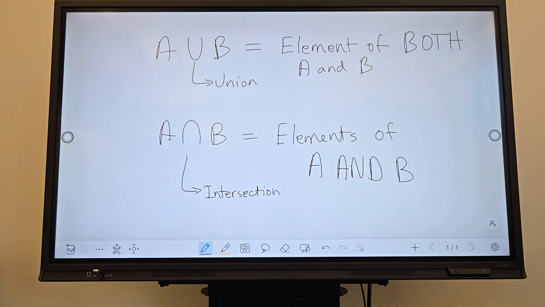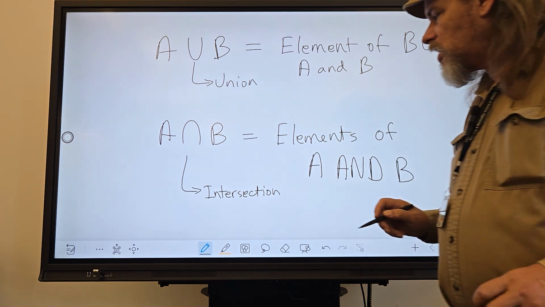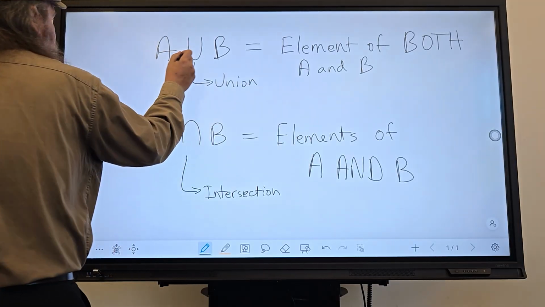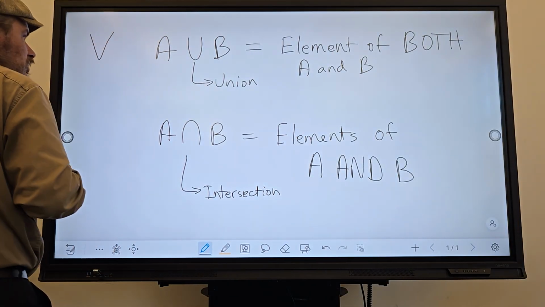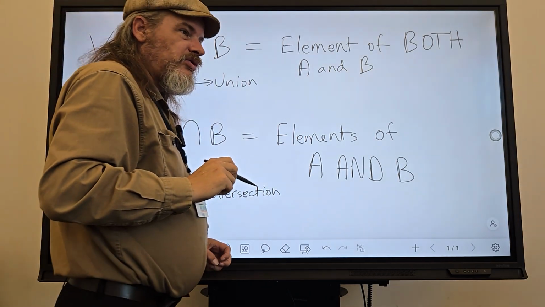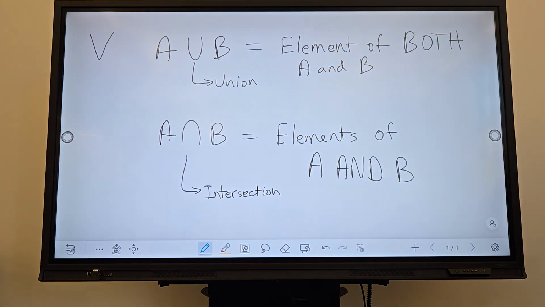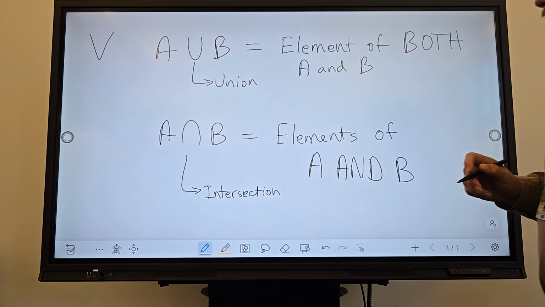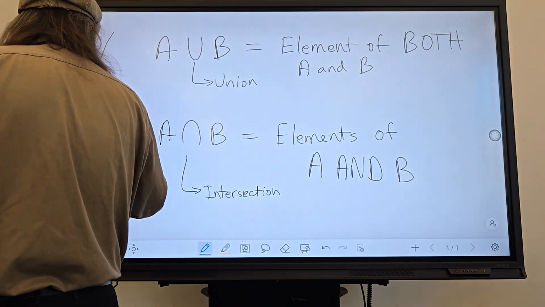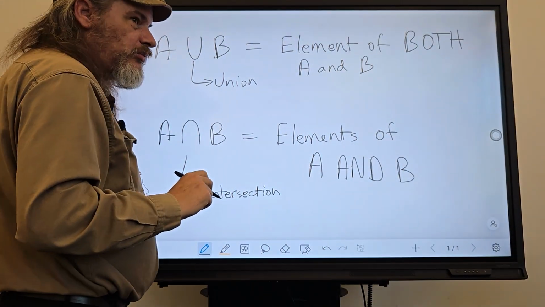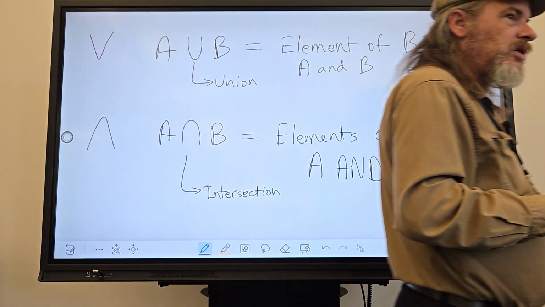You can also look at it this way from the first chapters of the semester. This is similar to the OR symbol that we used in logic at the beginning of the semester. It's a V instead of a U, but it still opens up. That means the elements are either in A or B. And this is the elements that are in A and B, kind of like the AND symbol from earlier in the semester.